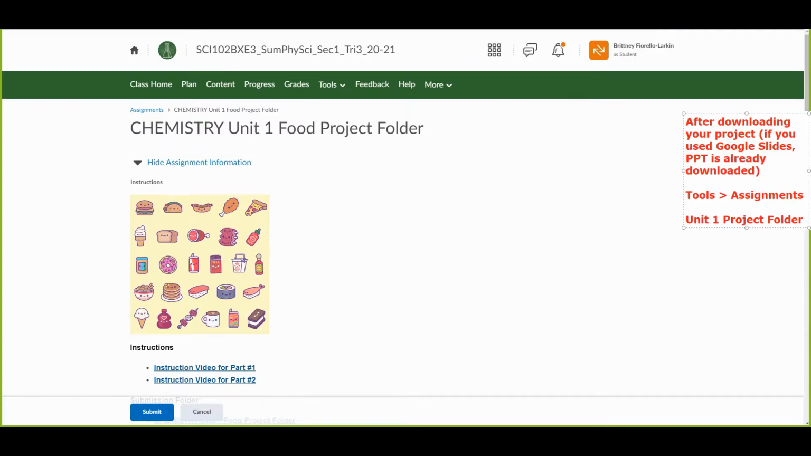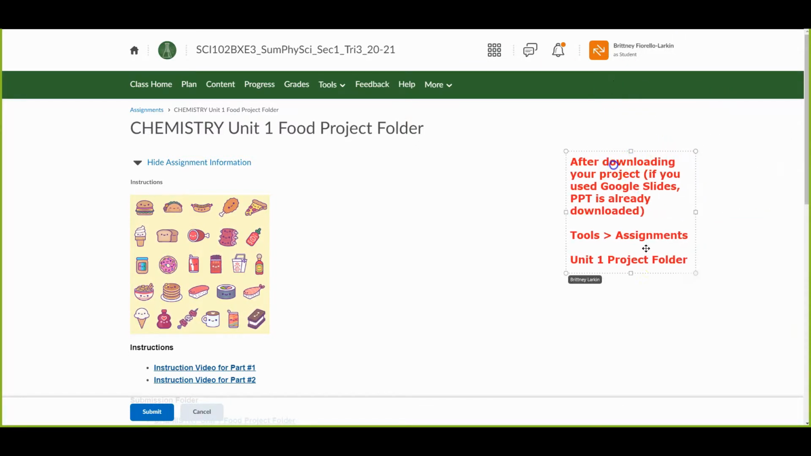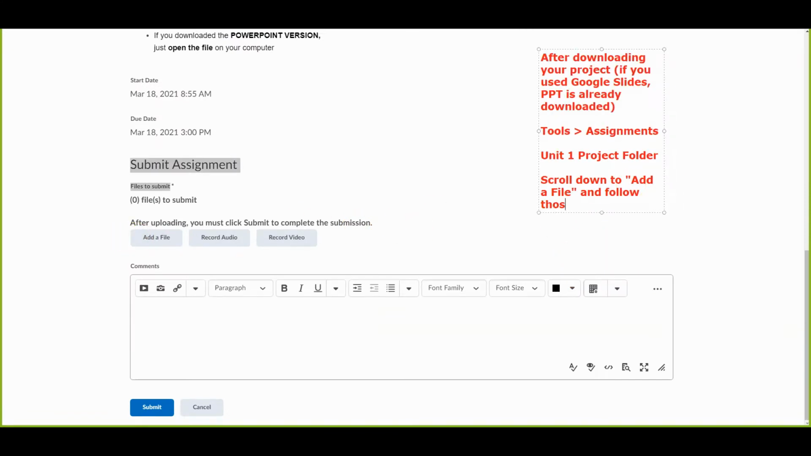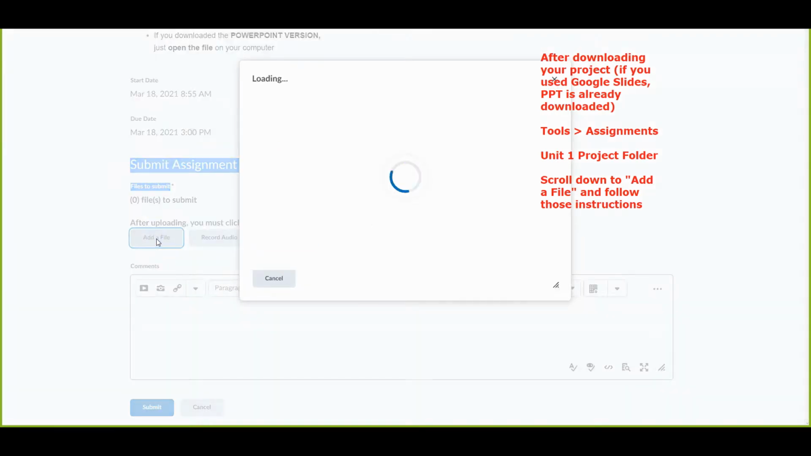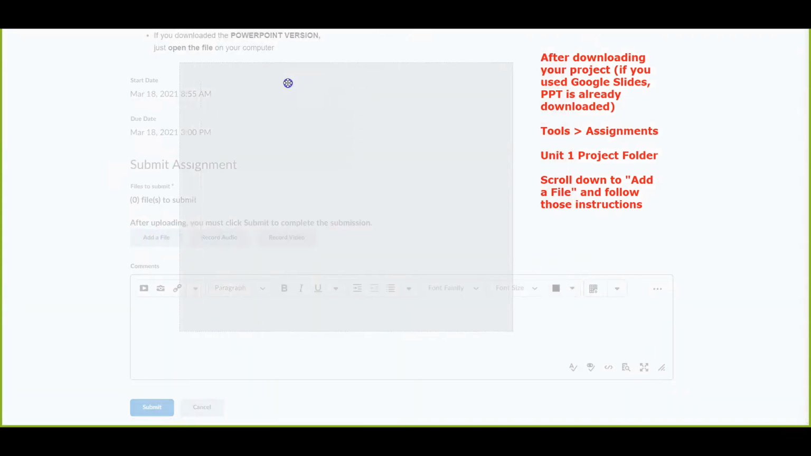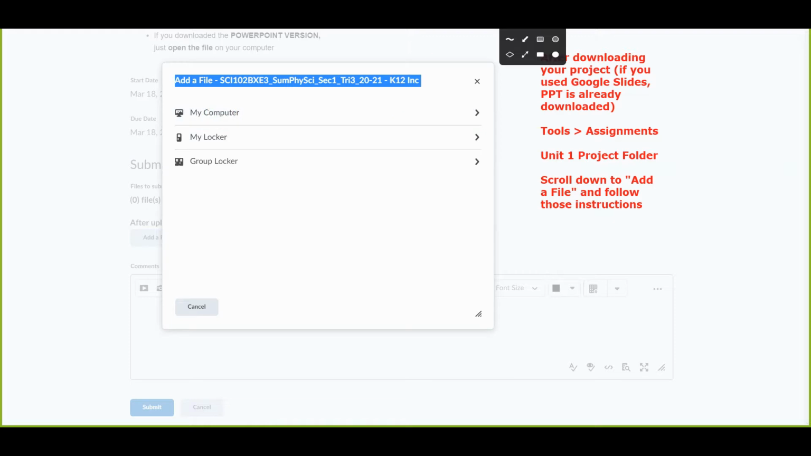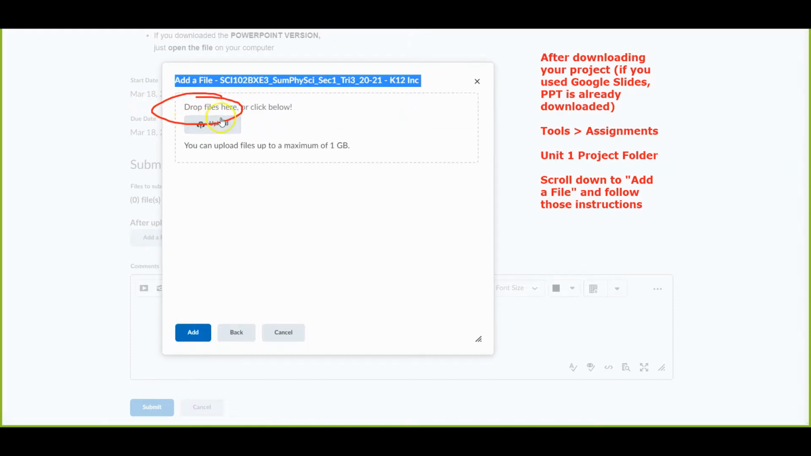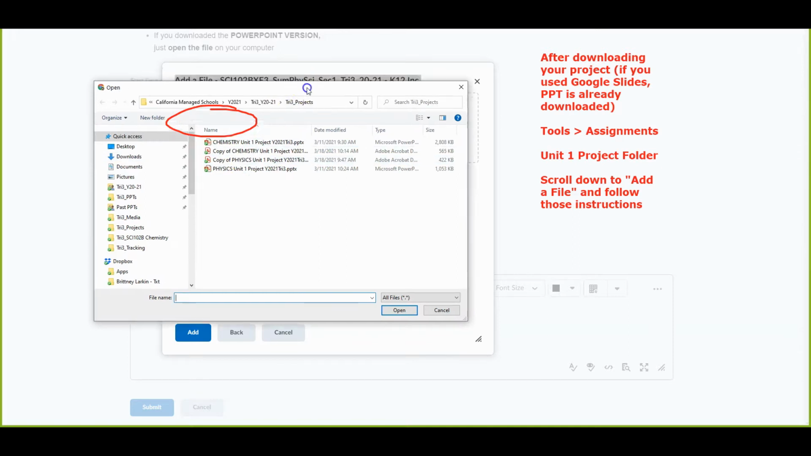Okay, and you're going to want to go ahead and scroll down to where it says add a file and follow those instructions. Okay, so let's go ahead and take a look at that. We're going to go ahead and click add a file. You're going to want to get it from your computer. So add a file, my computer. Okay, and then you're going to go ahead and click upload and get it from your folder.